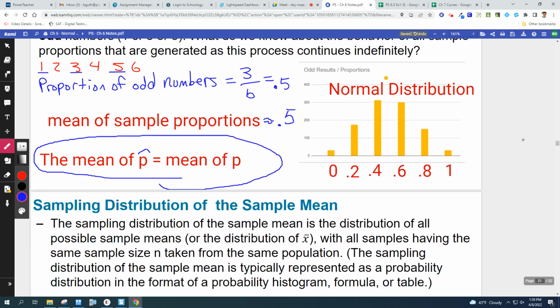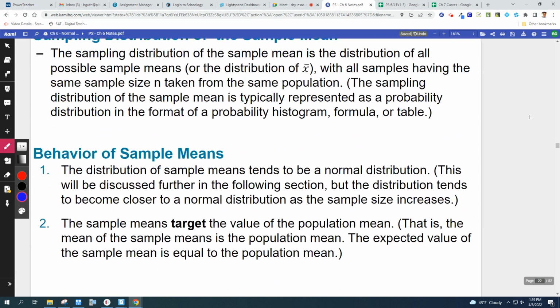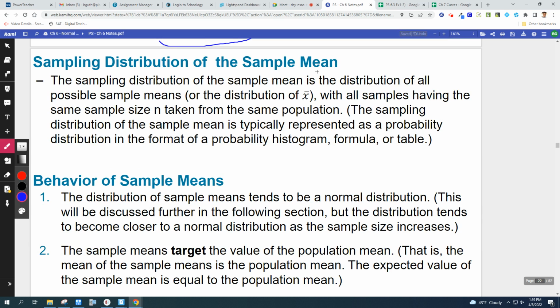All right, so let's move on. Sampling distribution of the sample mean. Now we're talking about means, and it pretty much says the same thing. The sampling distribution of the sample mean is the distribution of all possible sample means. Notice this symbol again. With all samples having the same sample size n taken from the same population.